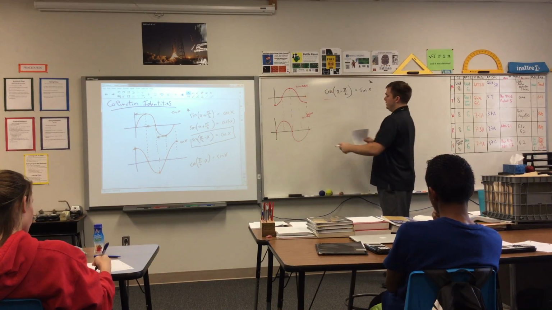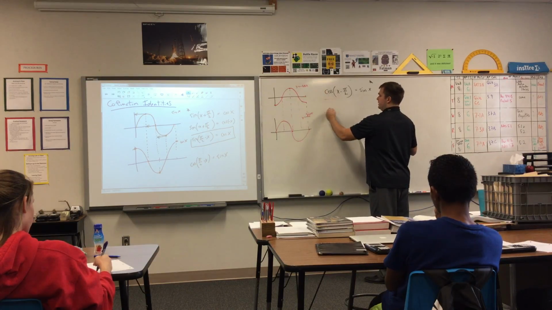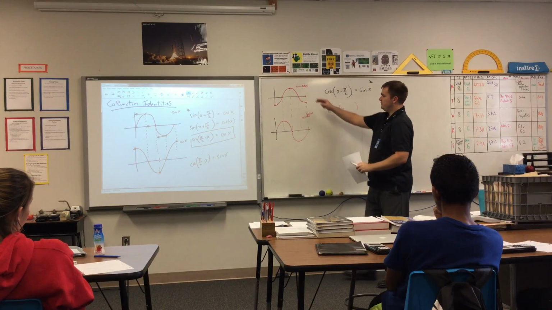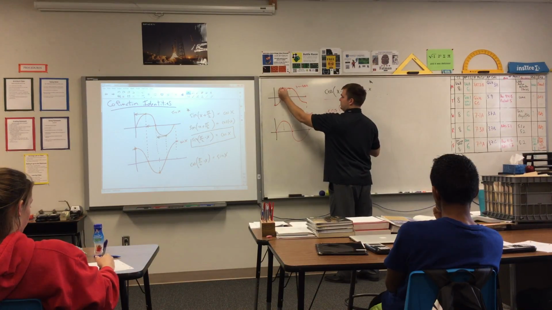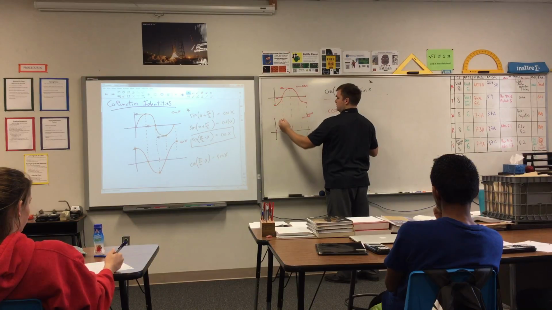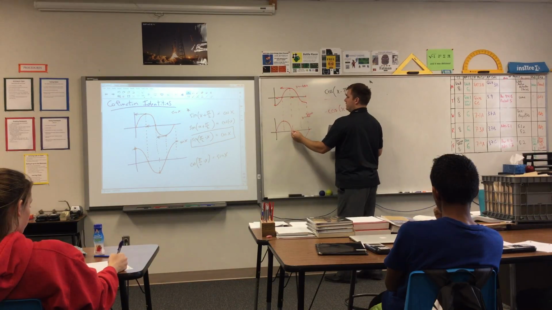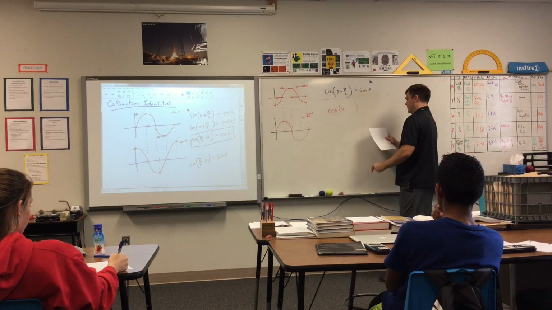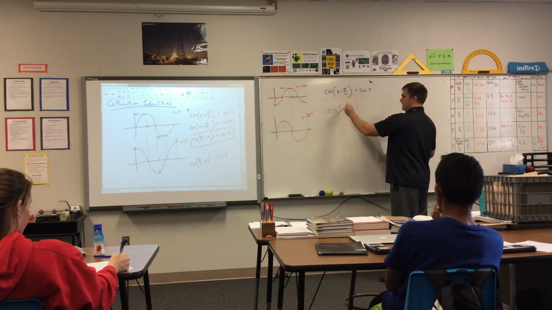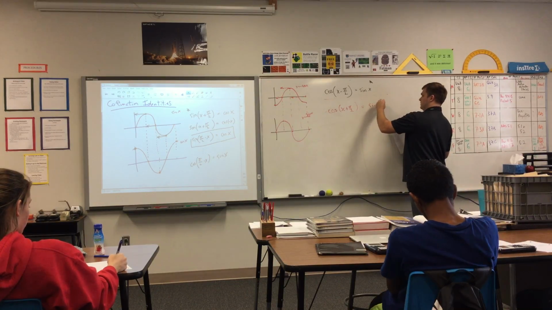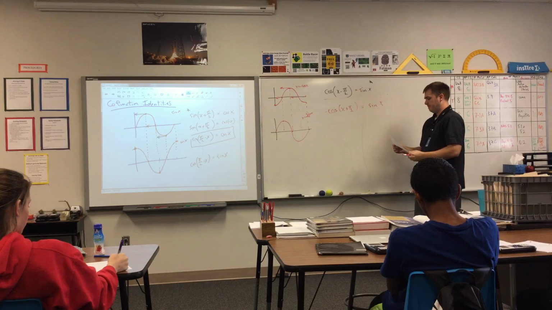Because watch it. If you start off with that negative cosine, and if you want to shift everything to the left, you see that? Shift this to the left, you get right up here. Shift this to the left, you get right there. Shift this to the left, you get right there. So negative cosine of x, we're shifting to the left, so we put plus pi over 2. That's going to give you the sine of x.